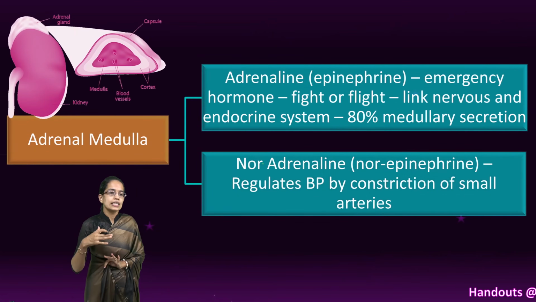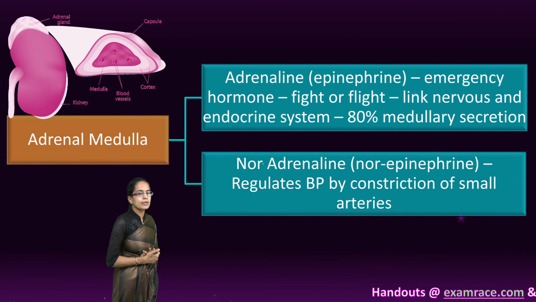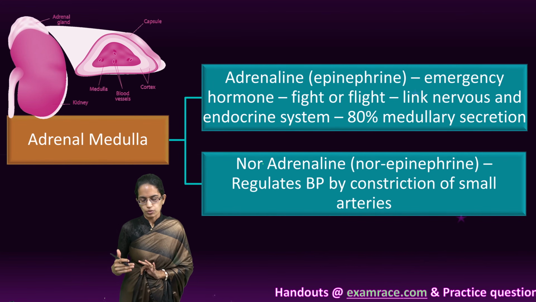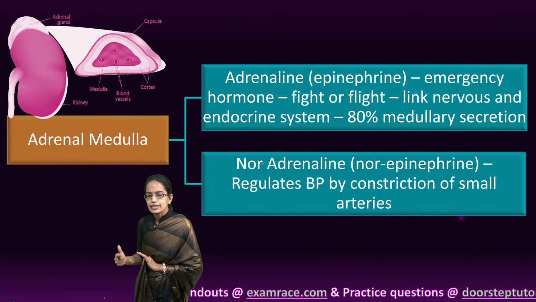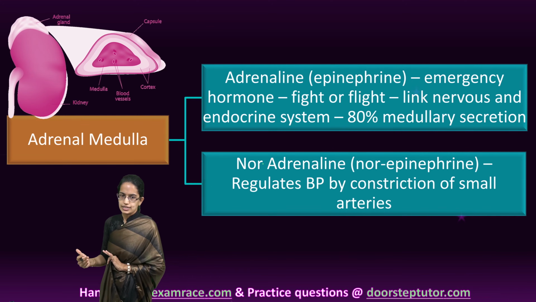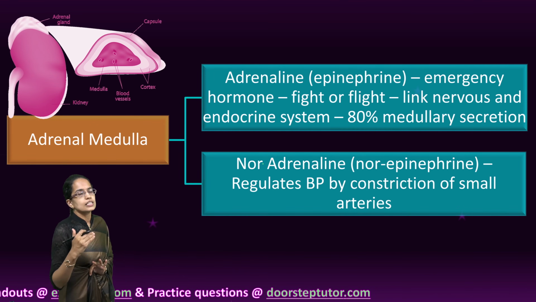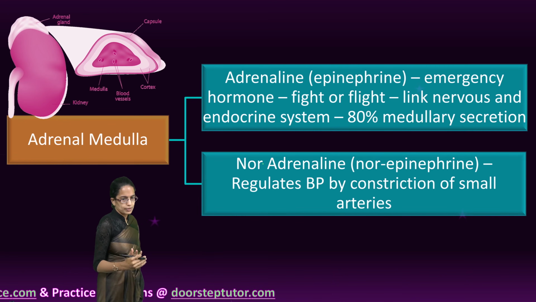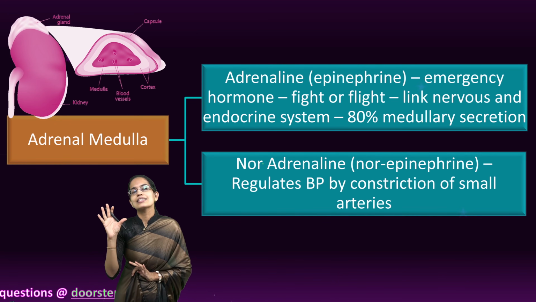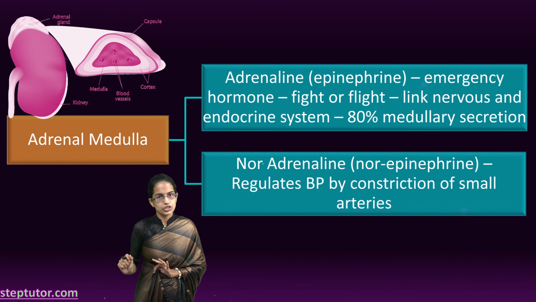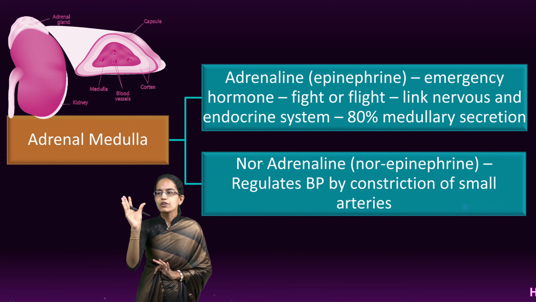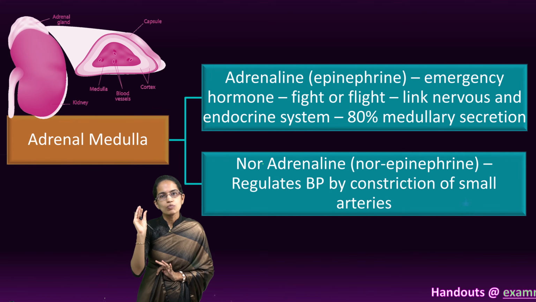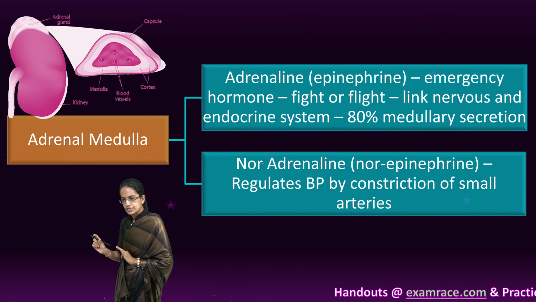The next is adrenal medulla. Now, in the adrenal medulla, two important hormones are secreted, noradrenaline and adrenaline. Noradrenaline is also known as norepinephrine. The idea is it regulates the blood pressure in the body. How? By constriction of the small arteries that are present.